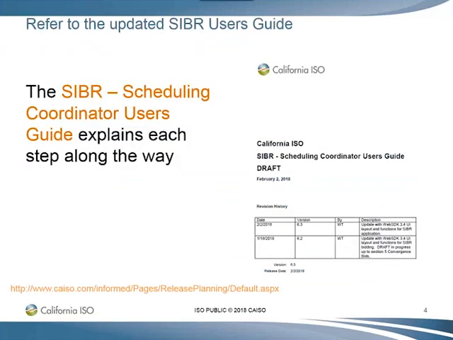All right, we said that we have the SIBR Users Guide. This is currently found on the ISO website under the Stay Informed tab, Release Planning, under the Spring 2018 release, and you'll see that under the SIBR User Documentation. This is an excellent guide that's going to walk you through. A lot of this information has been taken from that user guide. It's a very handy tool that Wendell has been working on to update.